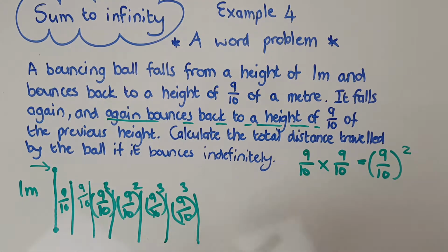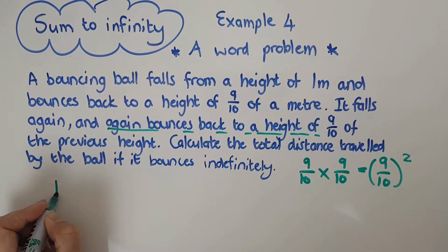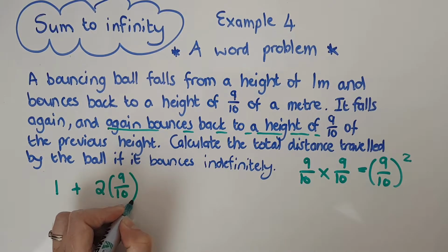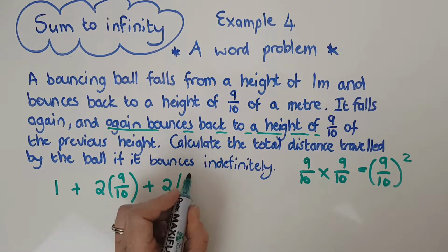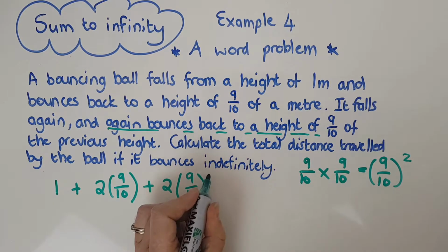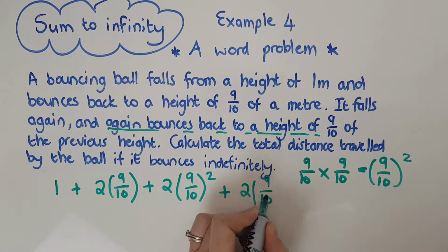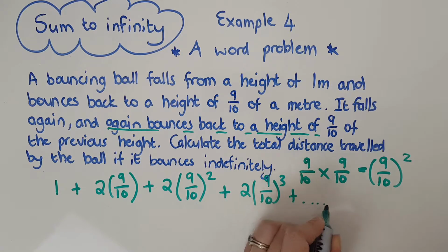I'm going to put that into just a little series of things, and then we're going to decide what to do with it from there. 1, then there's 2 of the 9/10, then there's 2 of the 9/10 squared, plus 2 of the 9/10 to the 3, plus 2 of the 9/10 to the n, basically, but n is infinity. This does not look like a geometric series, but it sort of half looks like it.